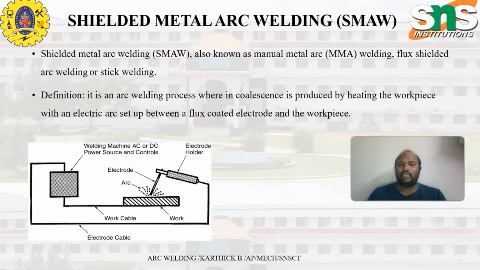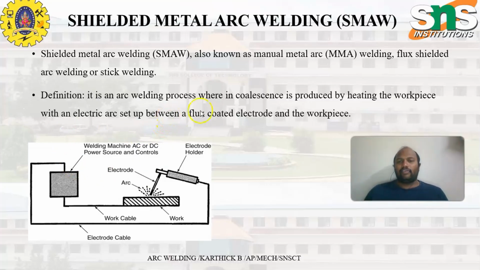The first one, which is a major one, the ancestor of many welding processes, is shielded metal arc welding, in short SMAW. If we have understood these terms, you can easily say what the process itself is. It is also known as manual metal arc welding, because in most industries it is done manually by skilled labor. Otherwise it is known as flux shielded arc welding or stick welding, because the electrode looks like a small stick coated by flux.